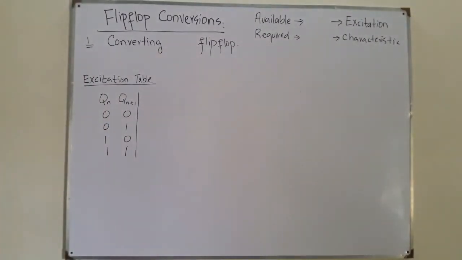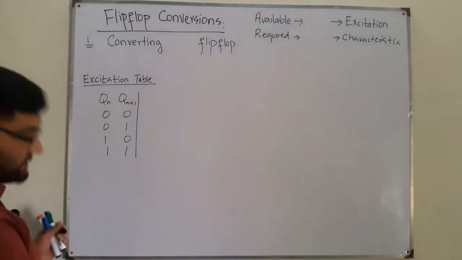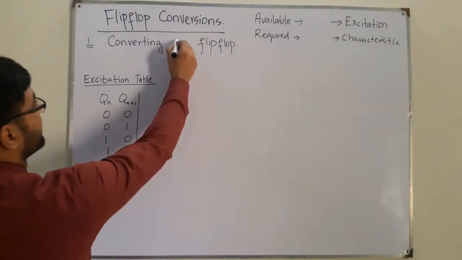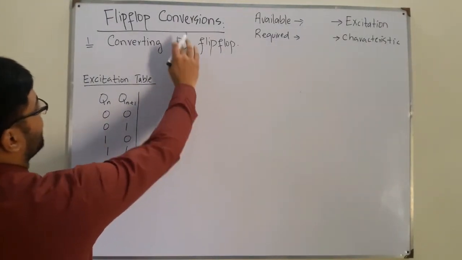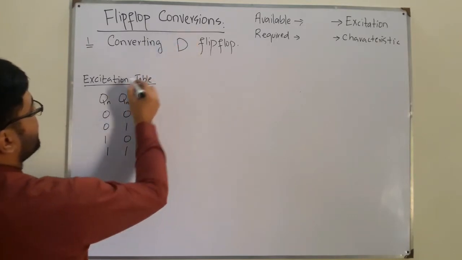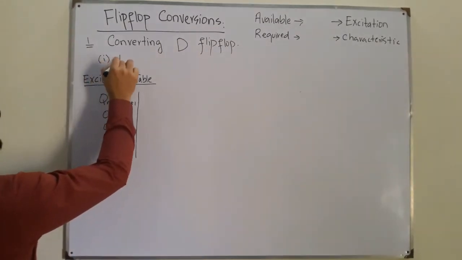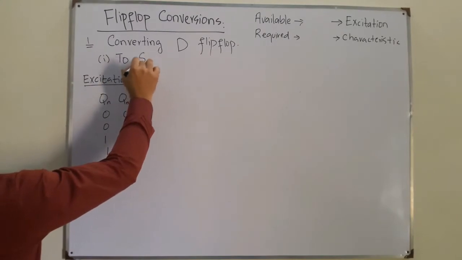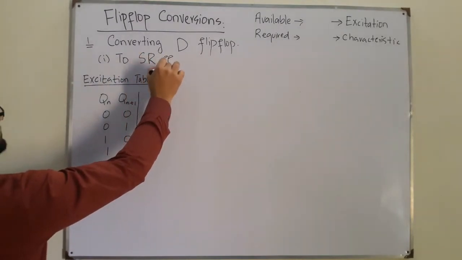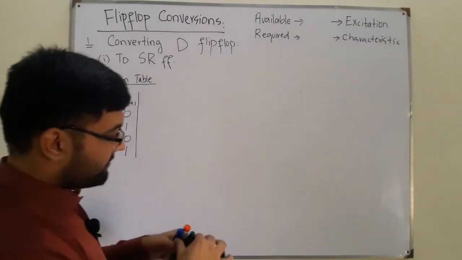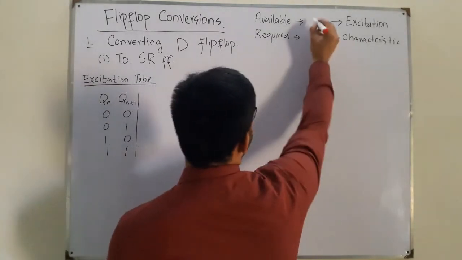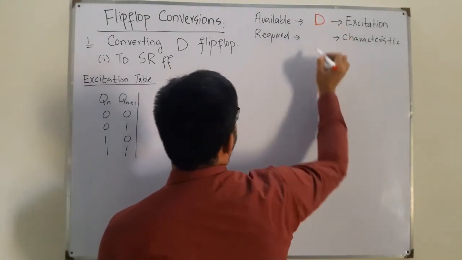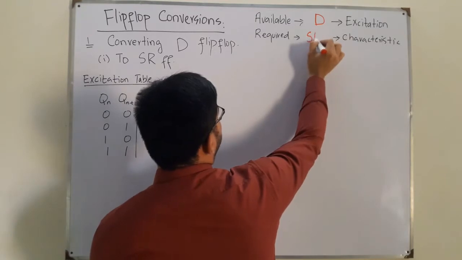We've seen the SR, we've seen the JK, and today let's see converting the D flip-flop. The heading, the subheading, is number one: D to SR flip-flop. In this case, the available flip-flop is the D flip-flop, and the required is the SR flip-flop.